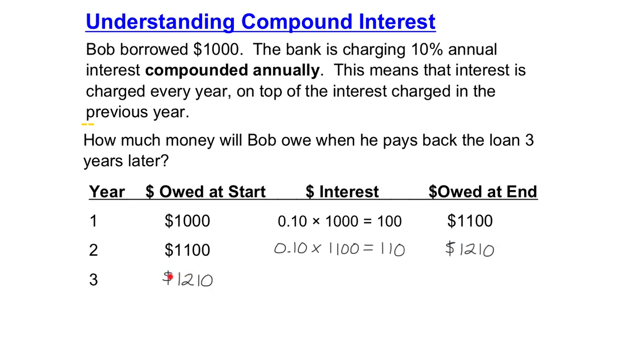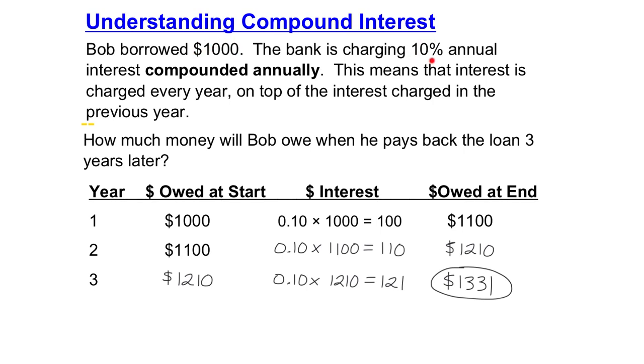So at the beginning of the third year, he owes $1,210, but the bank is going to charge him over that year 10% of that, which is $121 in interest. So add that to the amount he owed, and now it's up to $1,331.